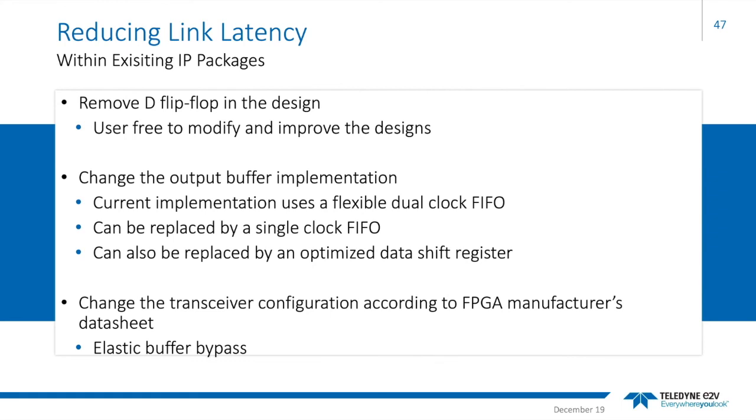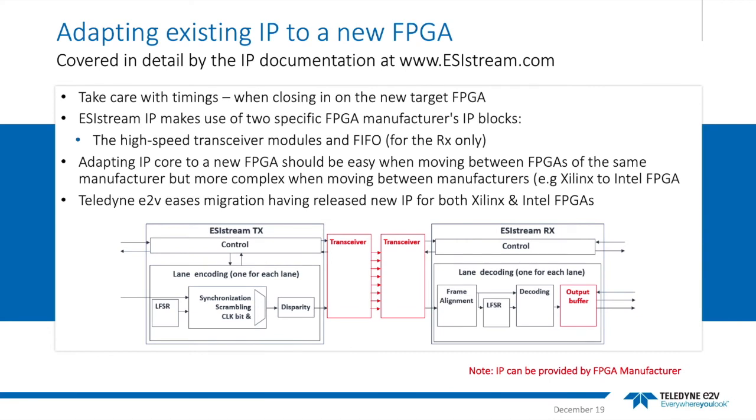Stop using, for example, the flexible dual clock FIFO system and replace that with a single clock FIFO. Alternatively, an optimized shift register may suffice. Finally, another option is to change the transceiver configuration according to the FPGA manufacturer's datasheet and use an elastic buffer bypass instead. It's not unusual to need to adapt existing IP for a new FPGA platform. We provide documentation covering this topic on the ESIstream website. It's important to take care with timings, especially those associated with the new target FPGA.